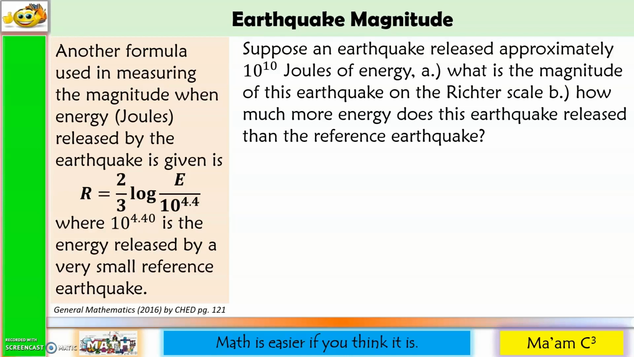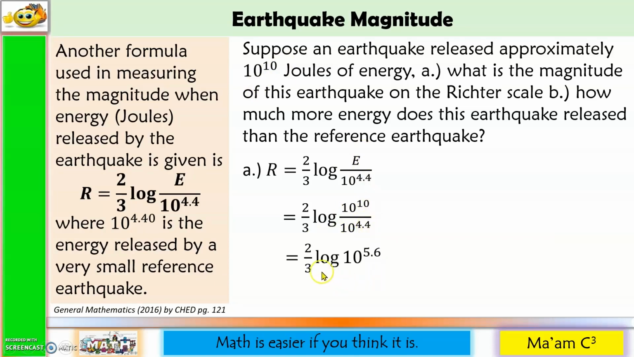So let us start with letter A. Let us copy our formula. Let us substitute 10 raised to 10 for our E here. Laws of exponents, when you have the same base, you copy the base and you subtract the exponents. Then, property of logarithm, since this is a common logarithm, the base here is 10. When your x and b are the same, the answer to this expression is the exponent of your x. So this is 2/3 times 5.6, and this is equal to 3.73. This means that 10 raised to 10 joules of energy is equivalent to 3.73 on the Richter scale.